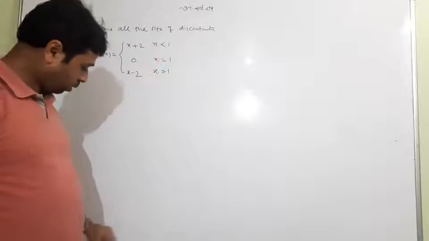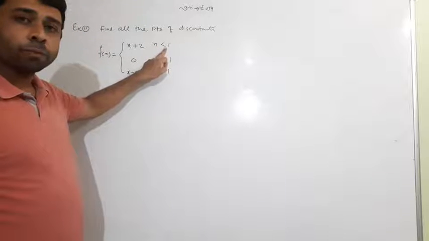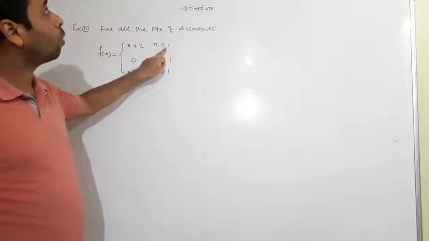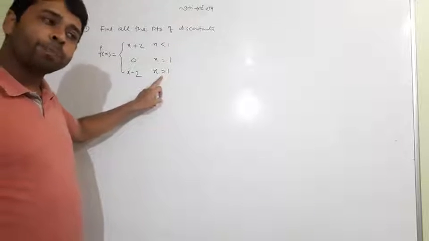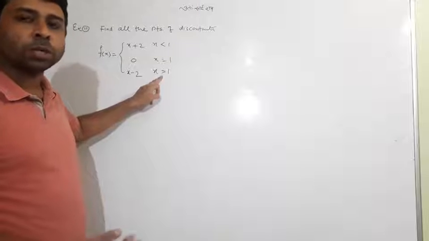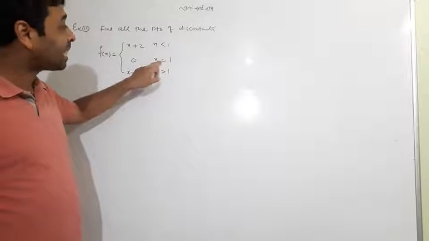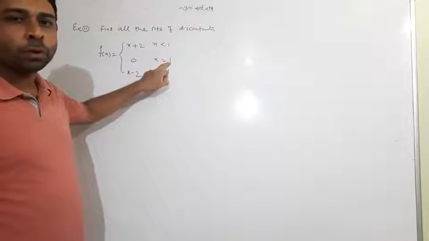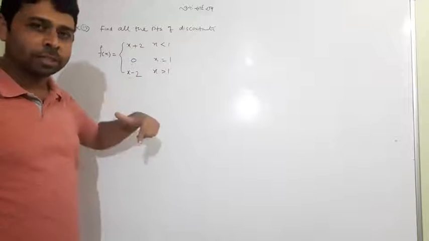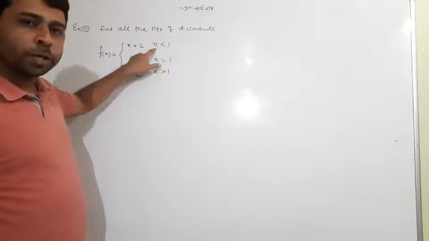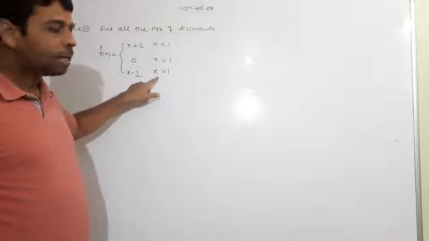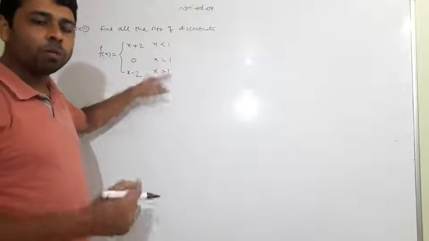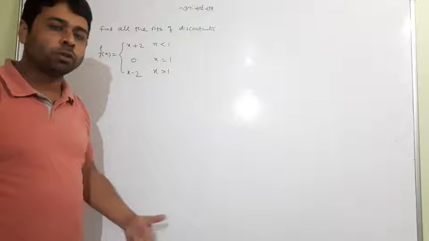All x which are less than 1, we will first find the continuity at all those x which are less than 1. Then we will find the continuity of the function at all x which are greater than 1, and exactly at x equal to 1 we will also find. Look at the three steps. First we choose all the points less than 1, second all the points greater than 1, and now exactly at 1, what about the continuity of the function?